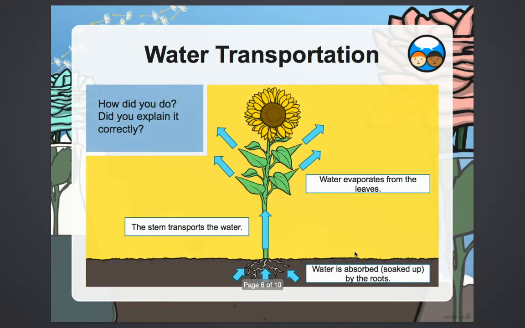Brilliant. How did you get on? Have a look now at this diagram to see if you managed to say some of these things. So first of all, it's absorbed. The water is absorbed by the roots. It's soaked up. The stem transports it like a straw, and then the water evaporates, which means it leaves the plant from the leaves. Okay, brilliant. I'm sure you did really well at that.